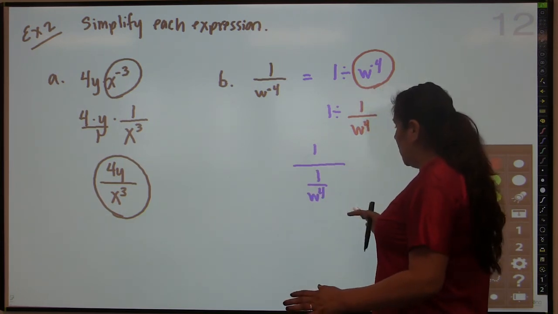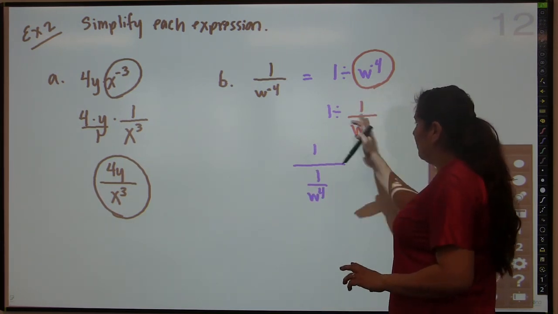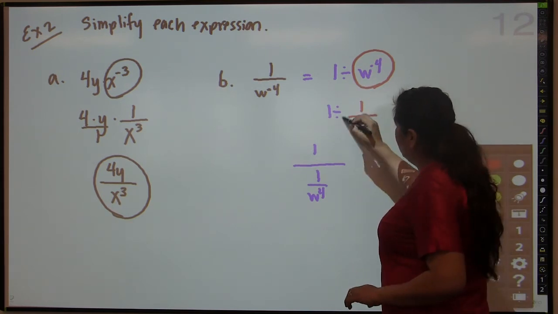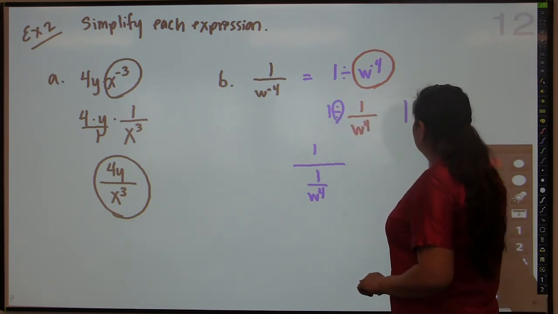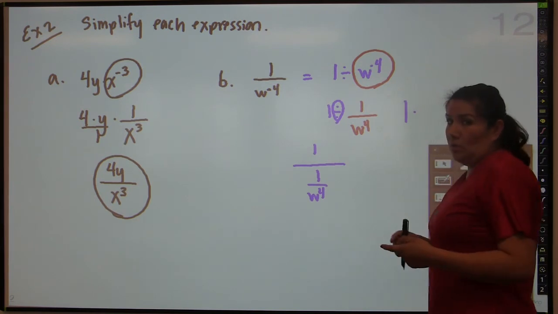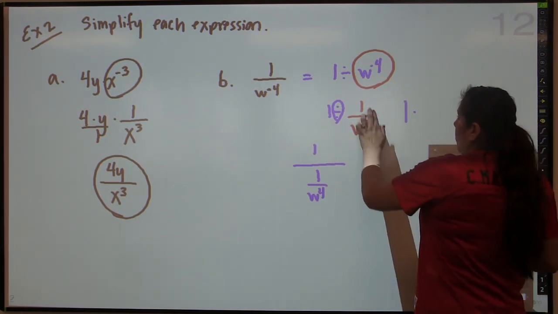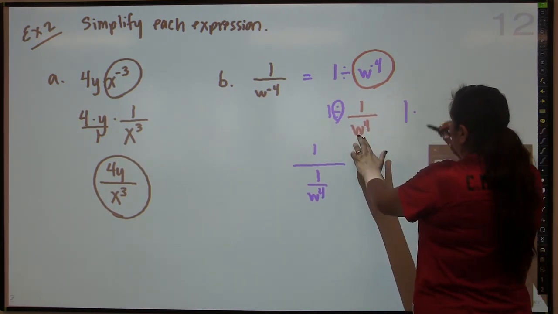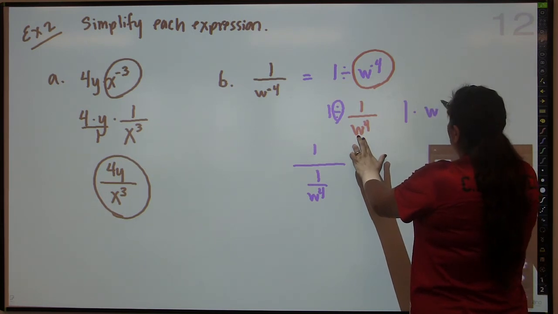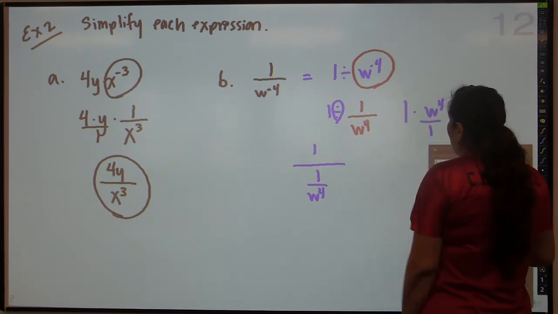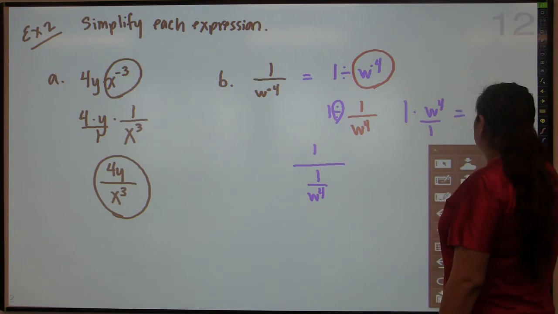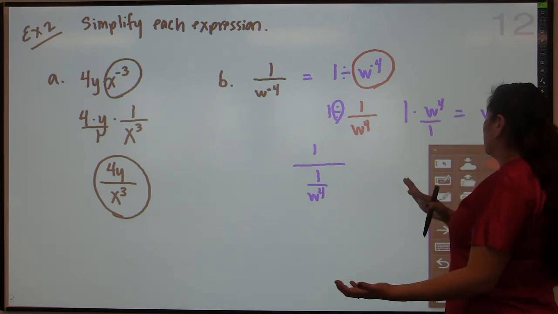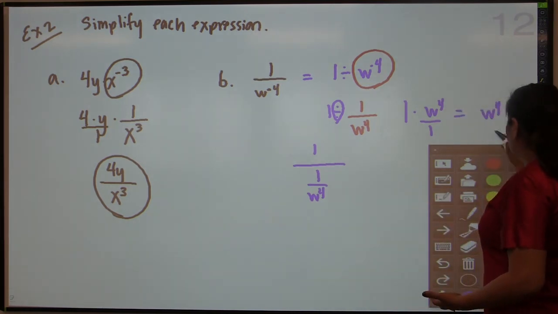Okay, so that looks really ugly, but you might remember that it's easier in these scenarios to convert this division to multiplication of the reciprocal. So dividing by 1 over w to the 4th is the same thing as multiplying by the reciprocal, which is w to the 4th over 1. When I do that, my final answer is w to the 4th. Now, this is a very complicated way of doing this problem.